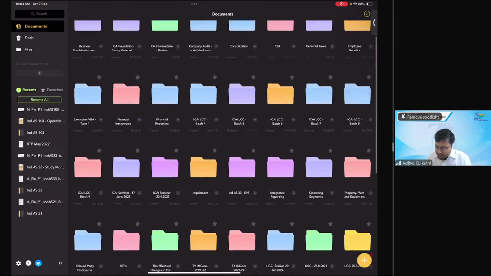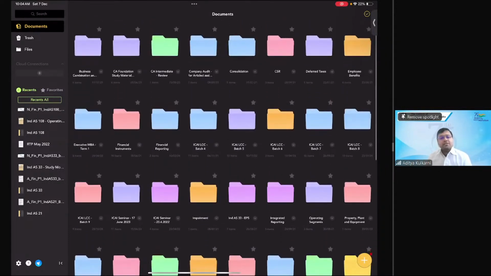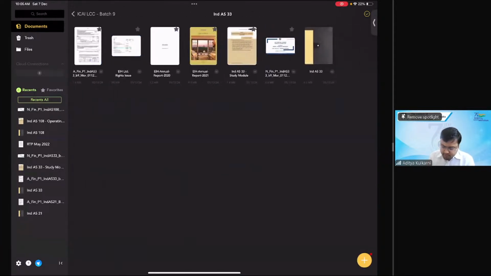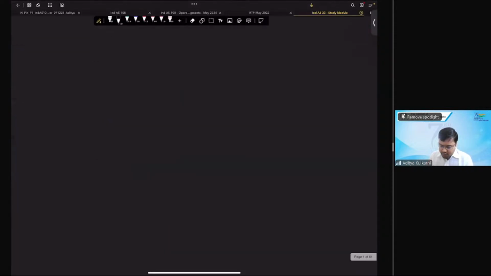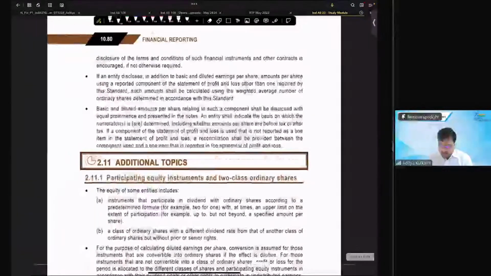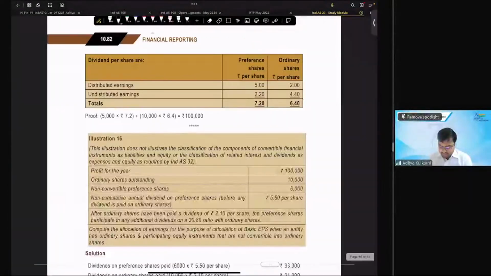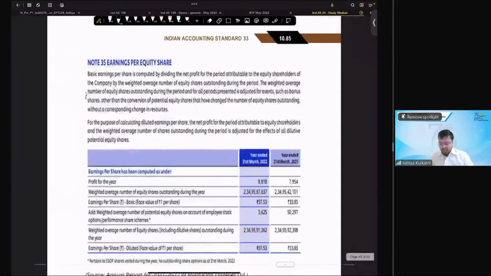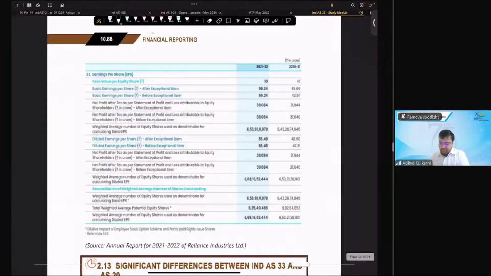Let me open that for you. I think it is the last question, 14 or 16. One minute, let me open. Is it a question from the Ind AS 33 study module? Yes sir, the last question, question number 6. Is it from Test Your Knowledge? Yes sir. Okay, let me check.